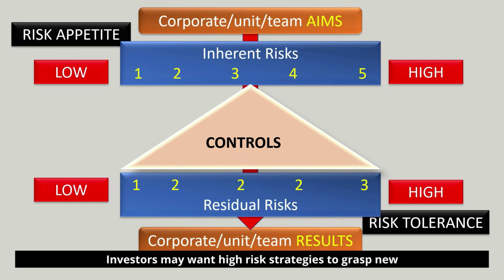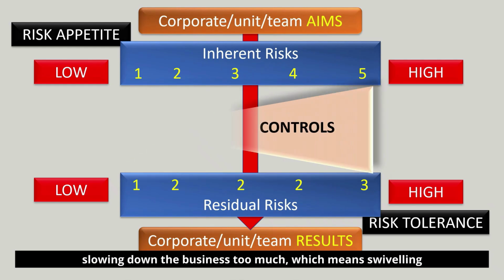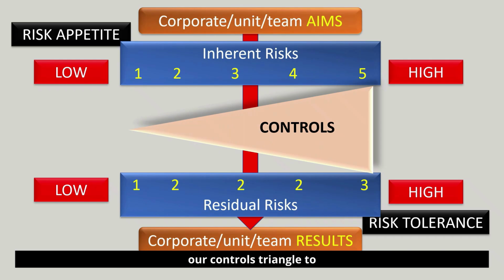Investors may want high-risk strategies to grasp new opportunities, say level 5, but tempered by suitable controls so residual risk sits at a more acceptable level, without slowing down the business too much, which means swiveling our controls triangle to target high-risk areas, since not enough risk-taking is just as bad as taking too many risks. Strong controls may reduce inherent risk from level 5 to, say, level 3, as the agreed risk tolerance.